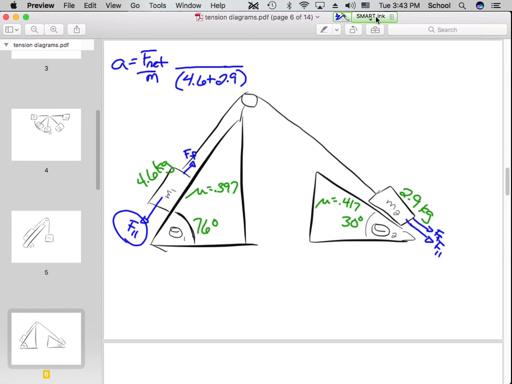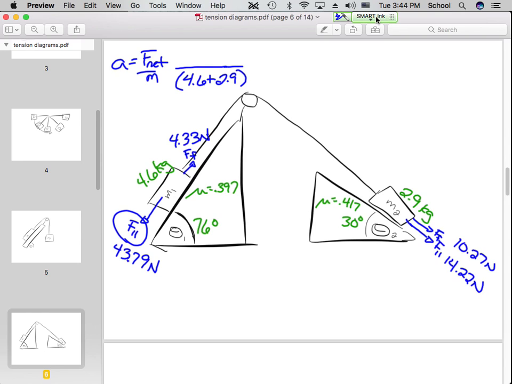So I did it in chunks like this just because I think it's easier to show you. But if you found the F parallel here, I got 43.79. And when I did the F friction here, I got 4.33. Those are all in Newtons before. And when I found the F parallel on the other side, I found 14.22. And the friction on this side was 10.27. Those numbers look realistic for you guys?